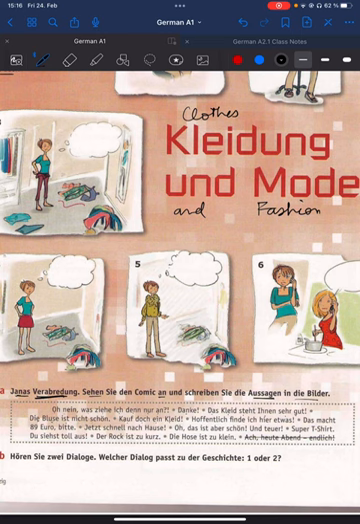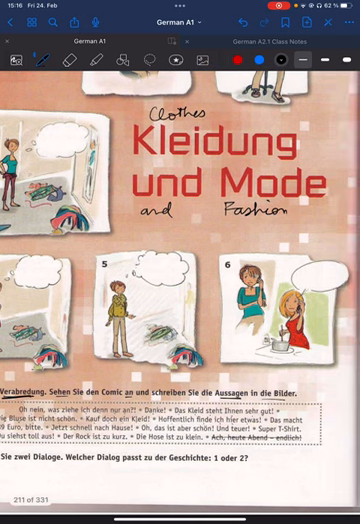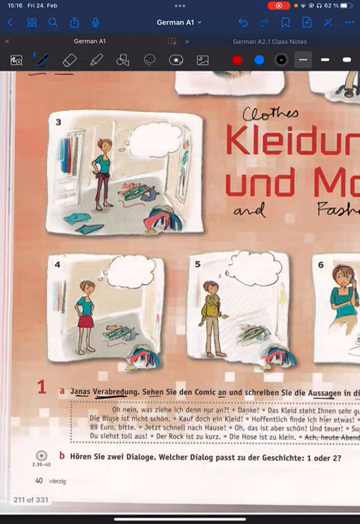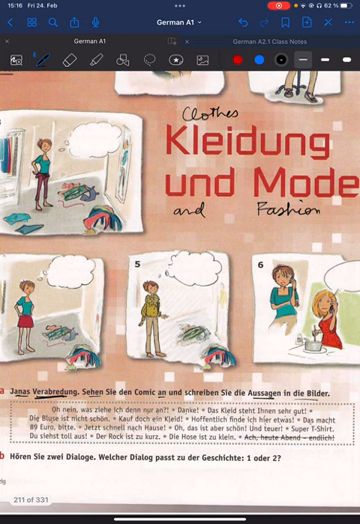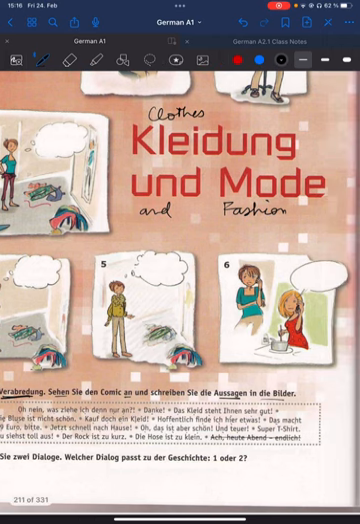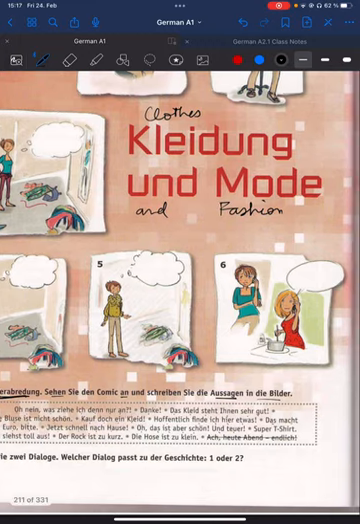Kauf doch ein Kleid. Buy a dress. Kleid is dress. Hoffentlich finde ich hier etwas. Hopefully I find something here. Das macht 89 Euro, bitte. That is 89 euros, please. Jetzt schnell nach Hause. Now quickly to the house. Oh, das ist aber schön und teuer. Oh, that is really beautiful but expensive.